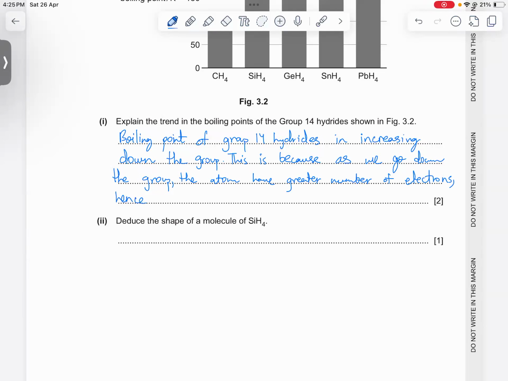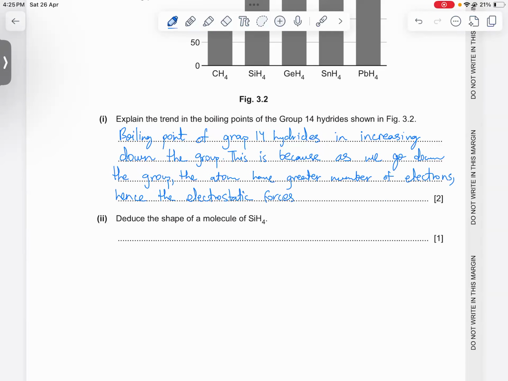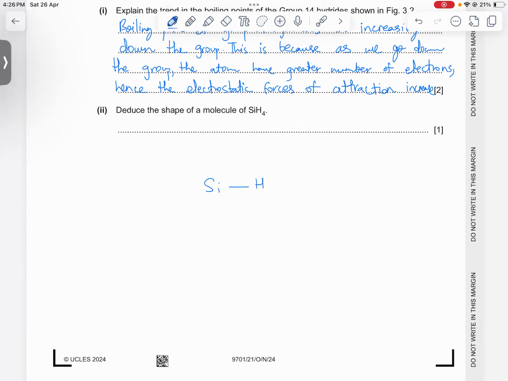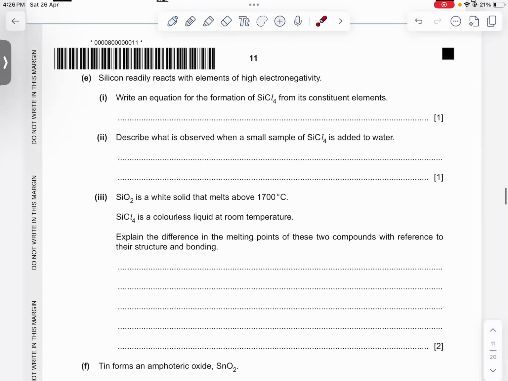Hence, the electrostatic forces of attraction increase. All right, deduce the shape of the molecule of SiH4. Silicon is in a molecule that has 4 hydrogens, right? SiH4, and it has no lone pair. So that means it has tetrahedral geometry. All right, tetrahedral geometry. Next question.